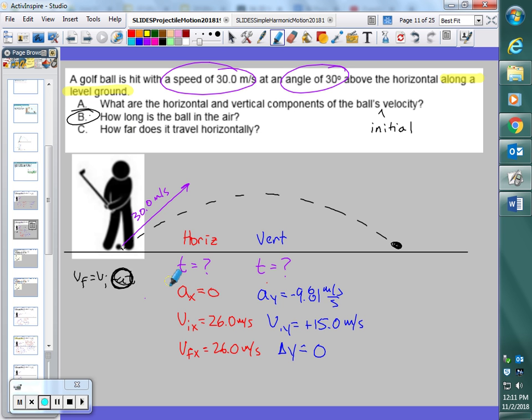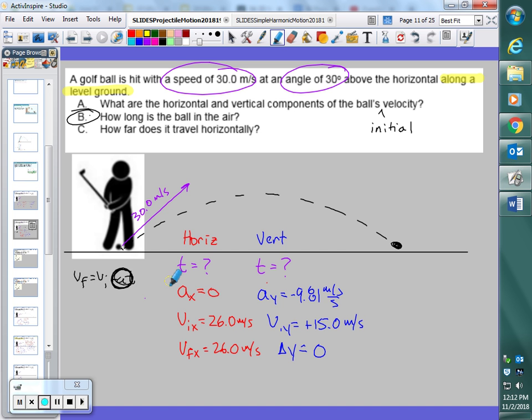That works in this problem because it tells us specifically that the ground is level. If there was a hill, or if we were hitting the golf ball from up on top of the hill and down into a valley, we couldn't say that delta y was equal to 0. We can say delta y is equal to 0 in this case because it goes up and it comes back down and it ends up right back where it started, at least vertically. Okay? So we have now a third piece of information which we can use to get time.